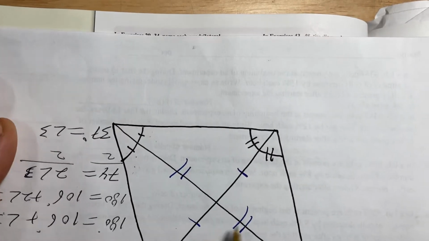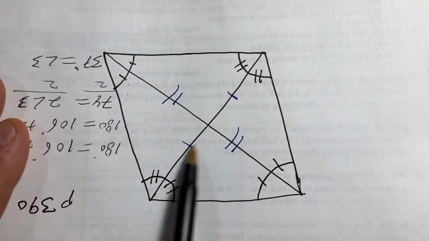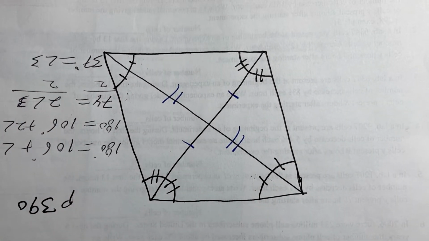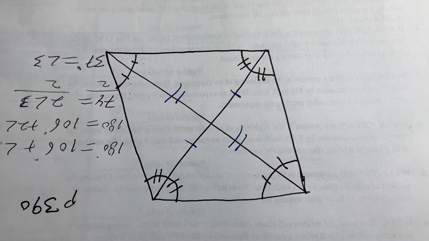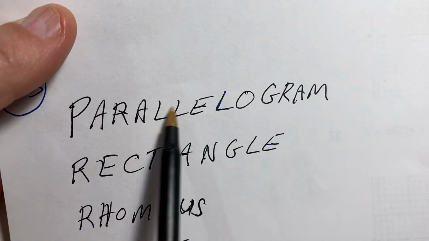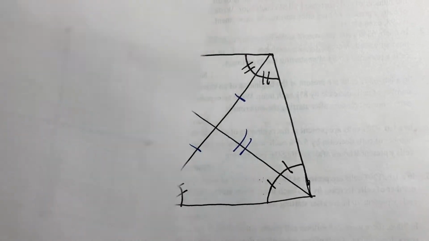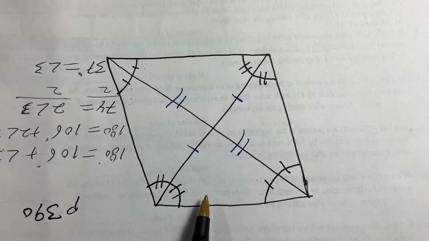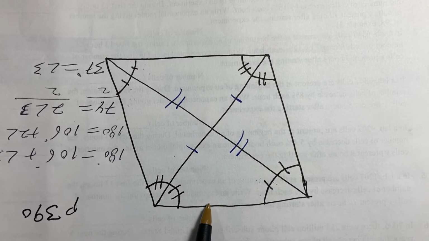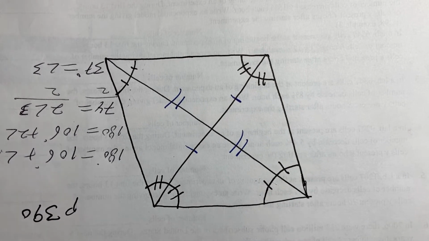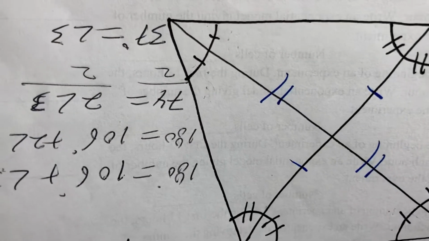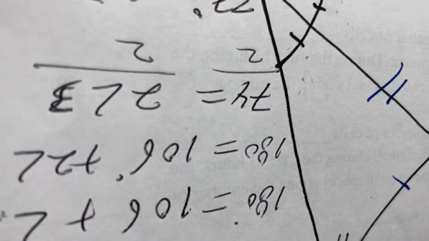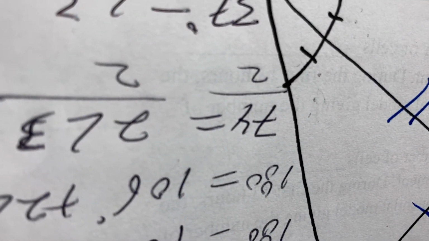So this right here, is that always going to be a parallelogram? Yes. Is that always going to be a rectangle? No. Oh, it's not going to be a rectangle. The diagonals bisect each other.